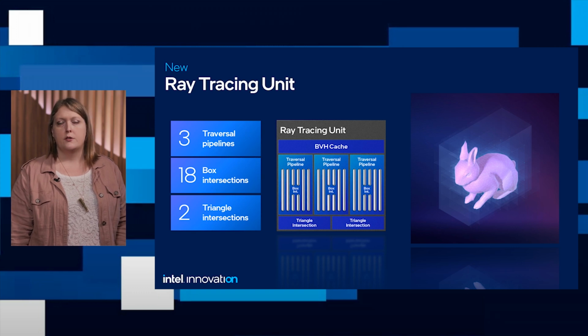With XE2, all GPU implementations come with 3 traversal pipelines per ray tracing unit, which allows for up to a larger 18-box intersections per clock. The XE2 RTU also includes an increase to 2x ray triangle intersections.